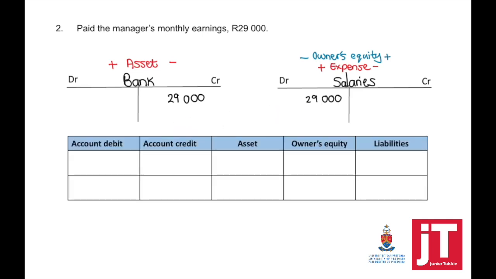On the accounting equation, account debited, salaries, account credited, bank. What happened with my assets? It decreased with 29,000. Because my expense increased with 29,000, this will have a negative effect on the owner's equity, and nothing happened with my liabilities.